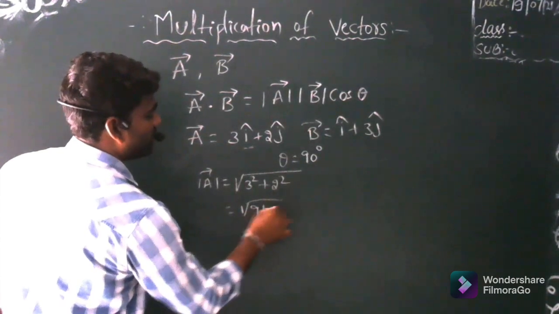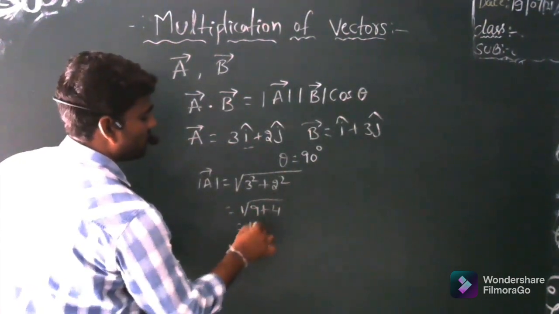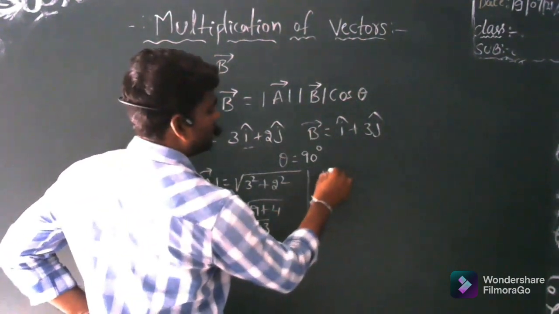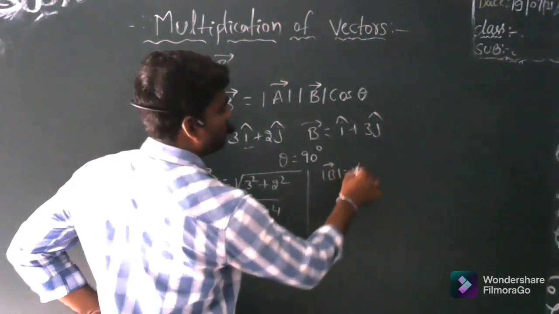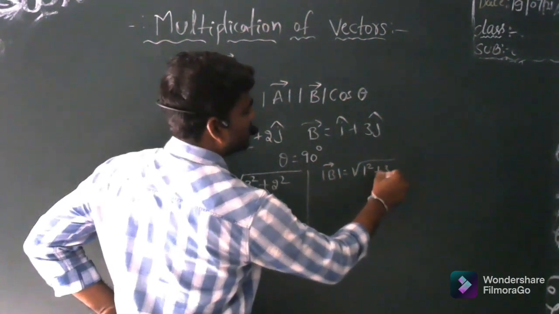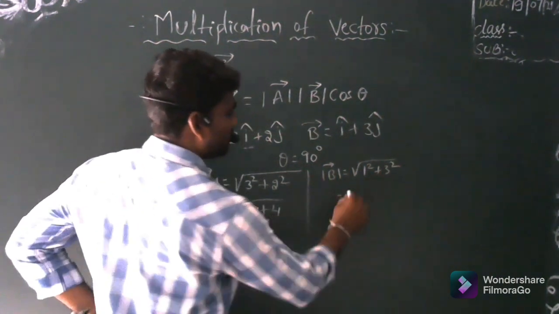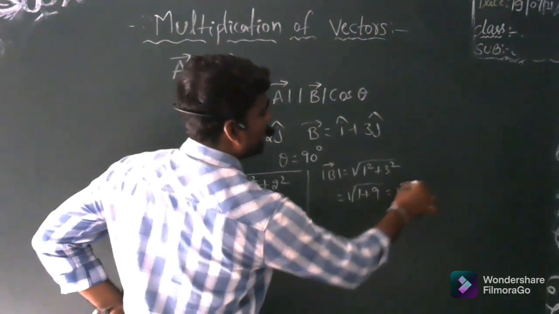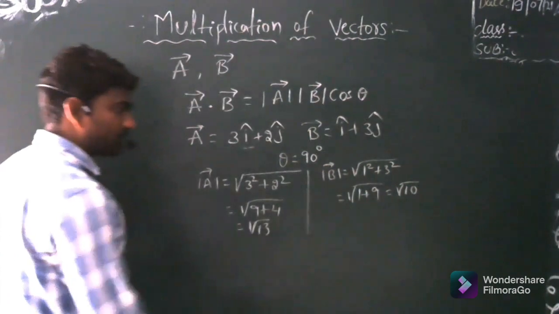3 square means 9 plus 2 square is 4, so root 13 you will get. And find out the magnitude of B also. Magnitude of B is equal to root of 1 square plus 3 square. Then 1 square is nothing but 1, plus 3 square is nothing but 9. So you will get magnitude of B is root 10.